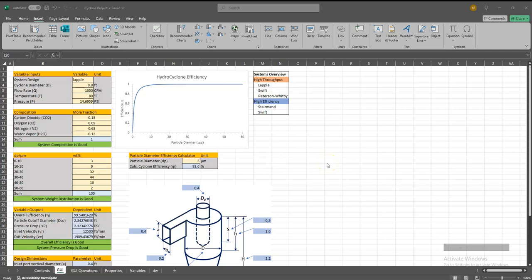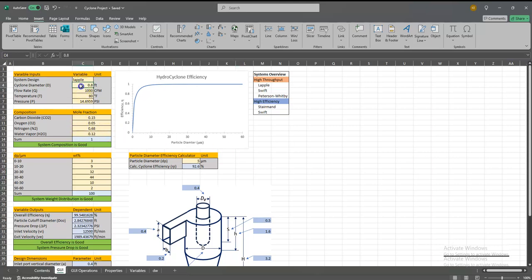This is the technical instructions for Hydrocyclone gas cleaner design in my Excel workbook. For this, there are 9 steps for using this Excel workbook to design a hydrocyclone. Step 1 is the instruction overview.